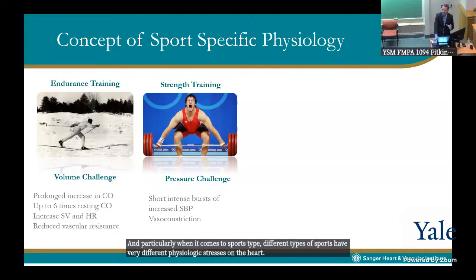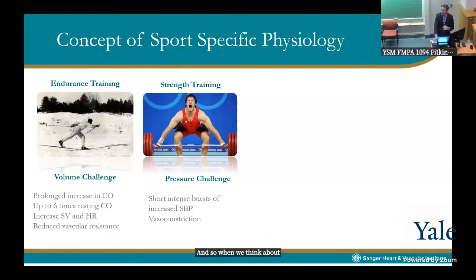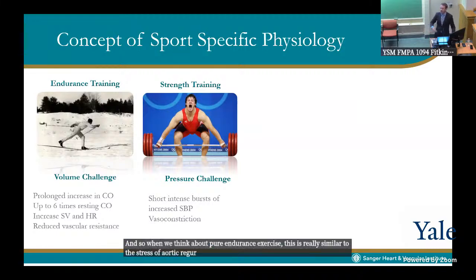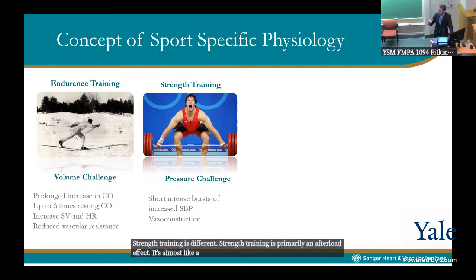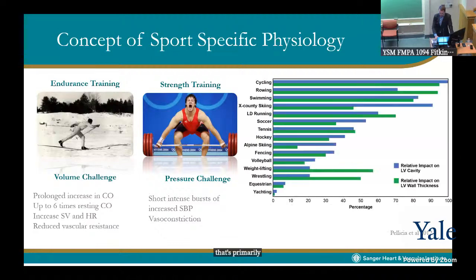When we think about pure endurance exercise, this is really similar to the stress of aortic regurgitation. This is really a volume challenge on all 4 chambers of the heart, so we should see all 4 chambers getting bigger. Strength training is different. Strength training is primarily an afterload effect. It's almost like aortic stenosis. It's primarily affecting the LV. And then when you get athletes who are mixed, like rowers, we get the most dramatic effects.